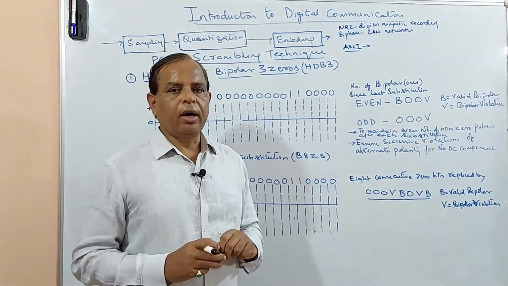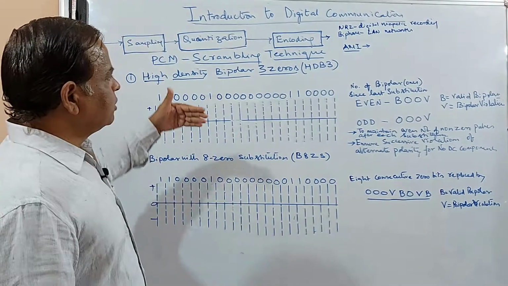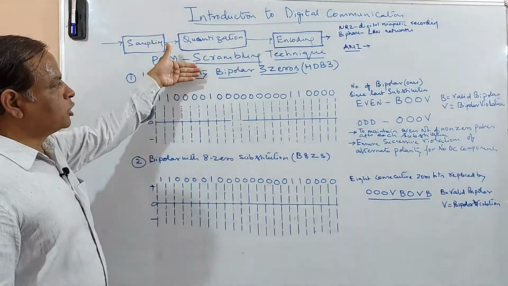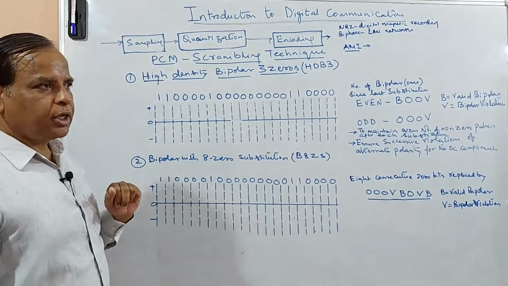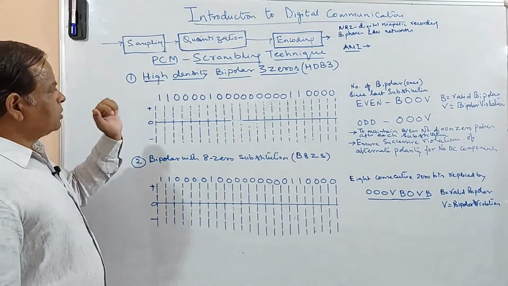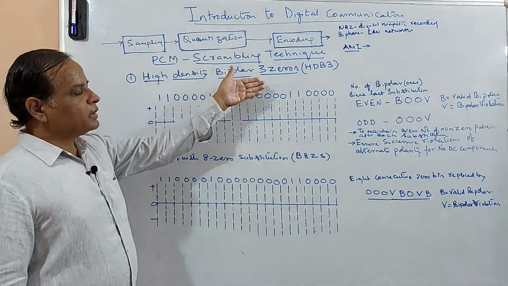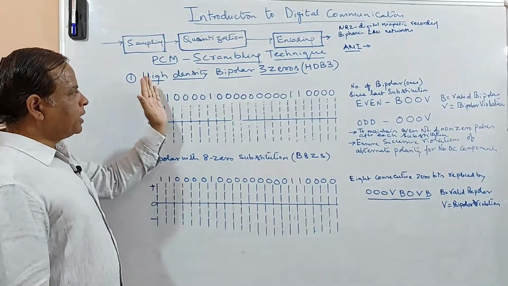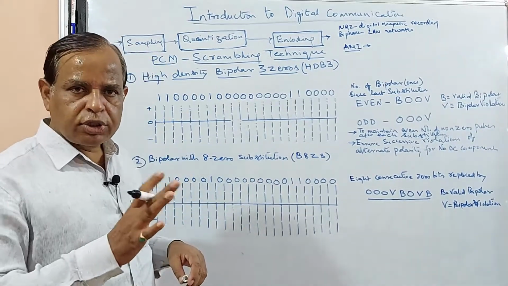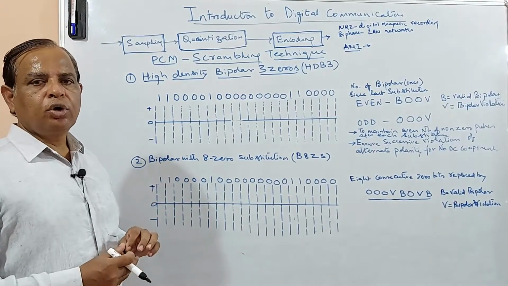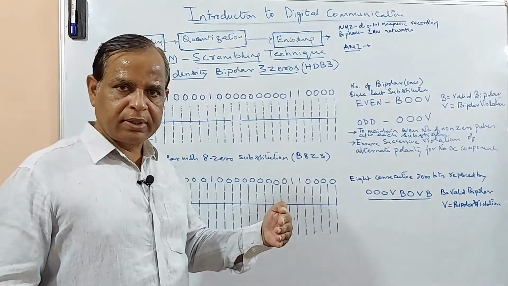In order to have a solution for the consecutive zeros, this scheme has come up. That is nothing but the scrambling technique. In this technique, we have two schemes. HDB3 stands for high density bipolar 3 zeros. In this, when consecutive four zeros are there, we take care of it by replacing them with some bits.